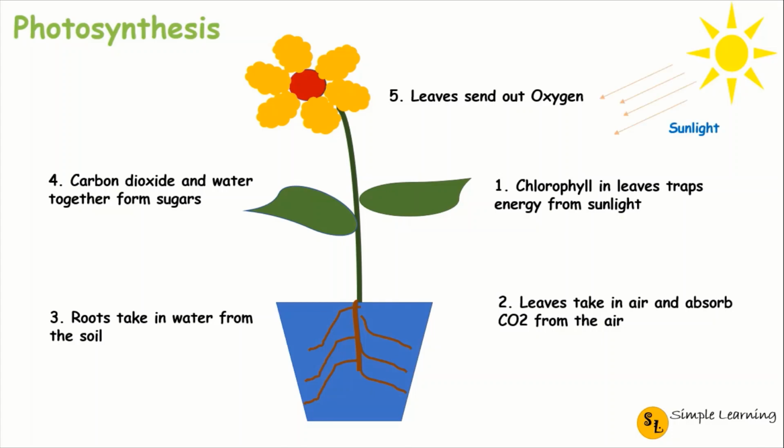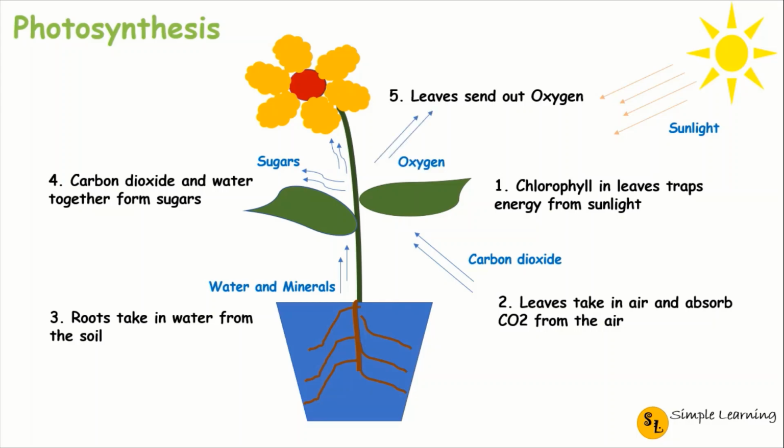Chlorophyll in leaves traps energy from sunlight. Leaves take in air and absorb CO2 from air. Roots take in water from the soil. Carbon dioxide and water together form sugars. Finally, oxygen, the byproduct, is sent out by the leaf. CO2 is nothing but carbon dioxide.